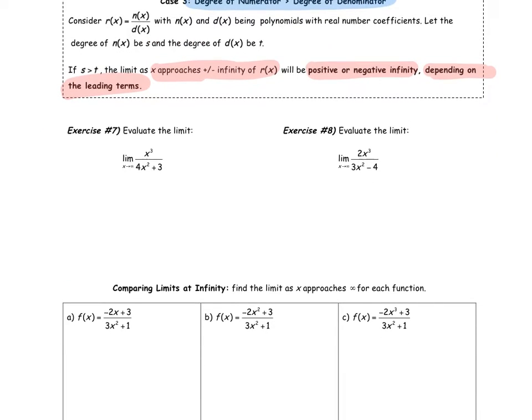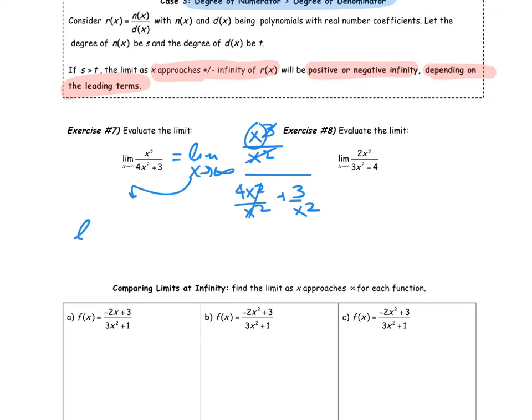So I'm going to divide everything out by the highest degree that's on bottom, which is x squared. So I'm going to rewrite this as the limit as x approaches infinity of x cubed over x squared, all over 4x squared over x squared, and then plus 3 over x squared. You're going to see that I'll only have one x left up in the numerator. These x squareds cancel, so let's rewrite. We have the limit as x approaches infinity of x over 4 plus 3 over x squared.